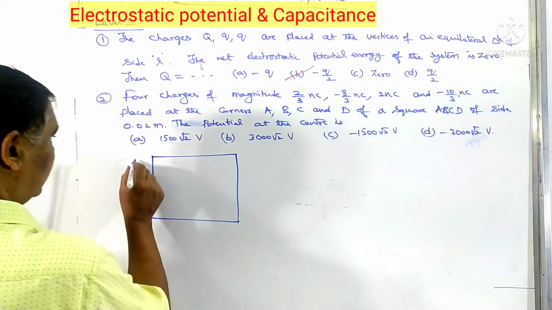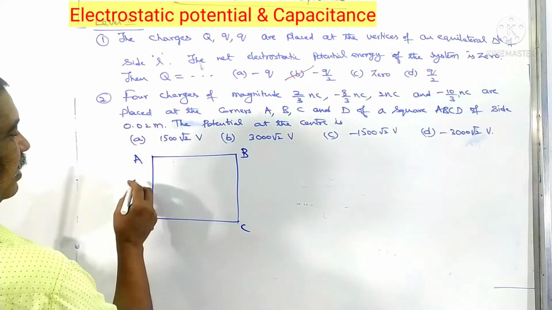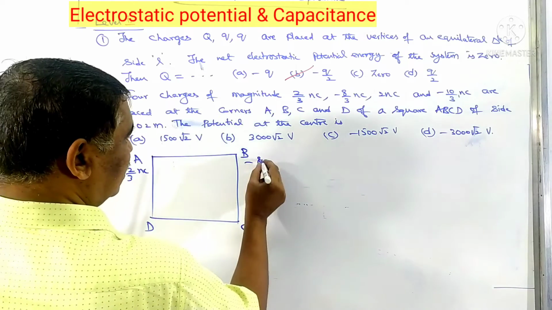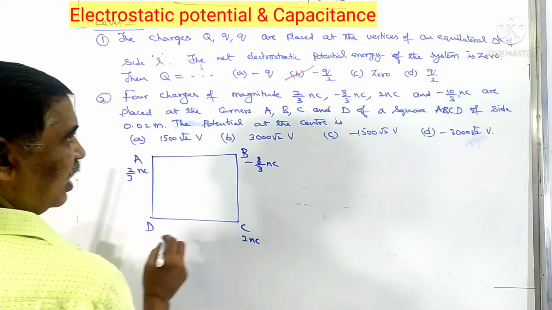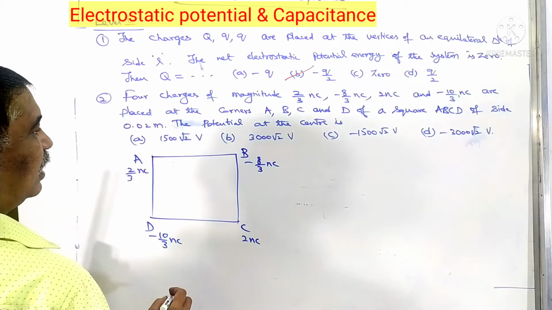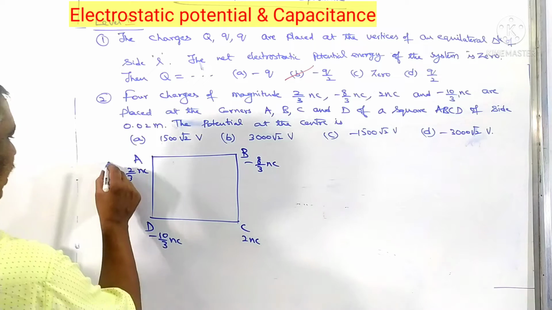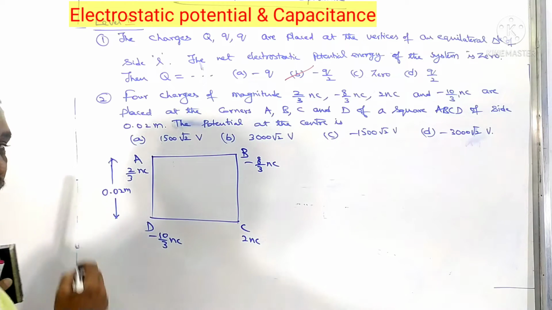Say I am given vertices A, B, C and D. Here I am given 2 by 3 nC only for understanding. This much is not required. This is minus 8 by 3 nC. So here we have 2 nC, the other one is minus 10 by 3 nC. Side of the square is given as 0.02 meter. So this side is given as 0.02 meter. This much is given.